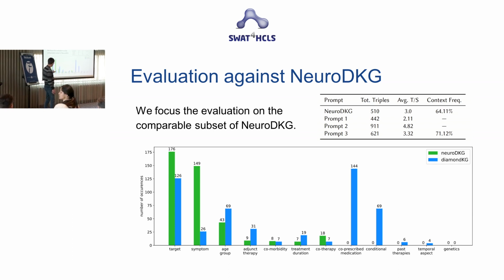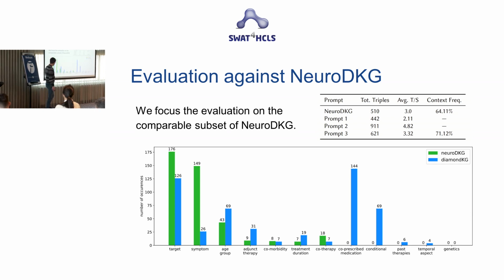The second then is the population of these medical contexts. So here you see the comparison between NeuroDKG and our DiamondKG. And there are some differences, right? So for instance, the target is the intended indication. That is, what is the actual condition that is intended to be treated is the target one. Okay? You can see in NeuroDKG, there are far more of these and fewer here.